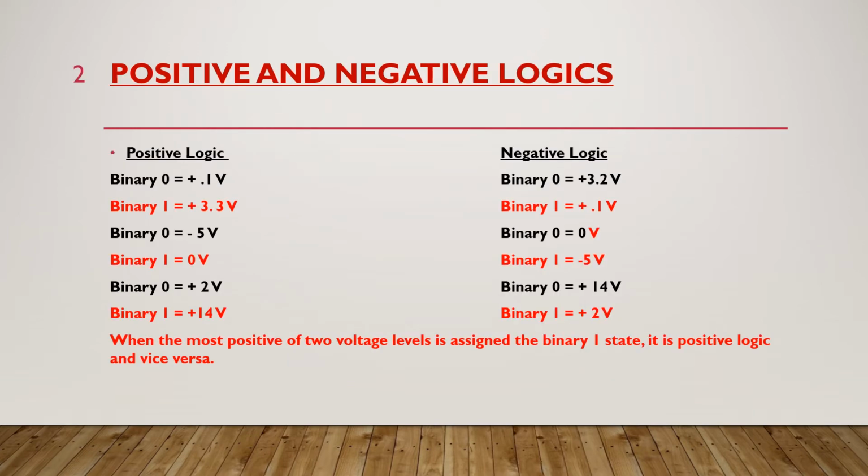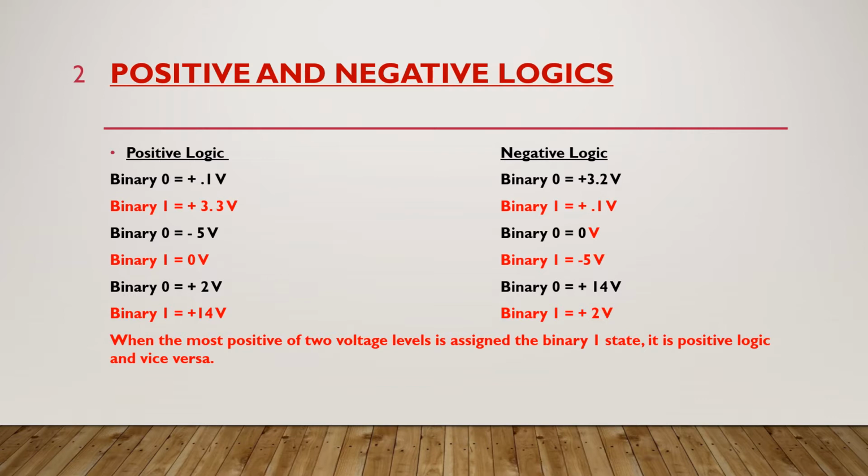Now we see the positive and negative logics. The definition of positive logic is that when the more positive of two voltage levels is assigned the binary 1 state, it is positive logic, and vice versa. If you see the positive logic, binary 0 is plus 0.1 volt and binary 1 is plus 3.3 volt. Definitely plus 3.3 volt is greater than plus 0.1 volt, so it is positive logic.